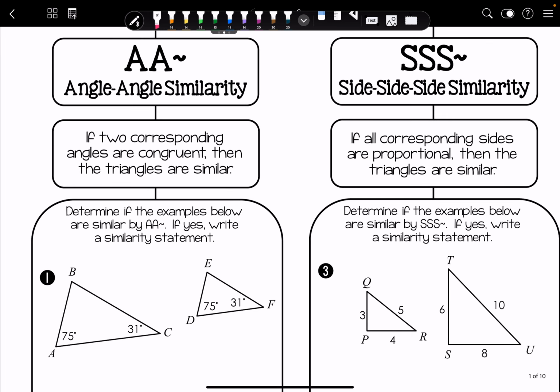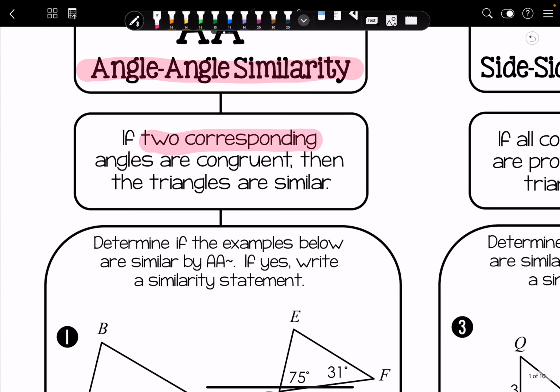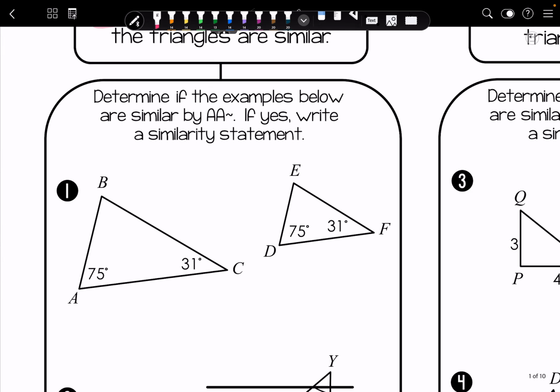First is angle-angle similarity, right? And what that means is if two corresponding angles are congruent, then the triangles are going to be similar. So we're going to see if the examples below are similar by angle-angle similarity. And if so, we're going to write our similarity statement.